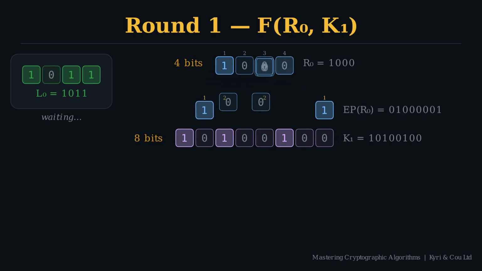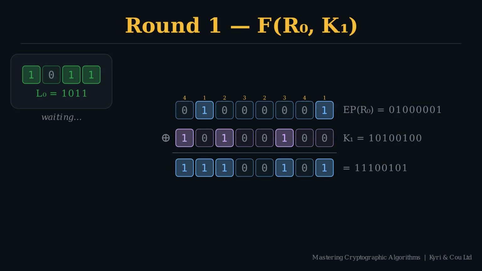The expansion permutation EP does that stretching by reusing bits. Watch each input bit split into 2 copies, which land in 2 different output slots. So 4 bits go in and 8 bits come out. There's no new information, it's just the same bit spread wider, but now the widths match.